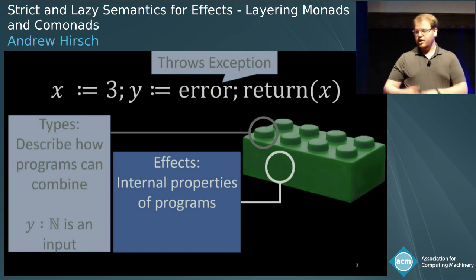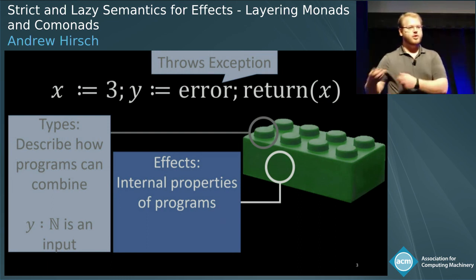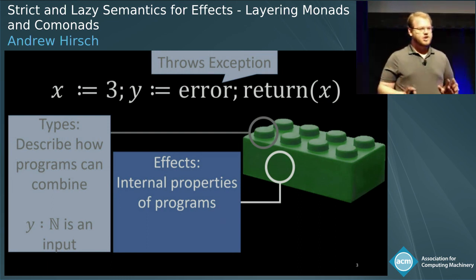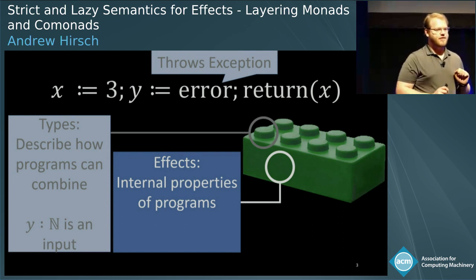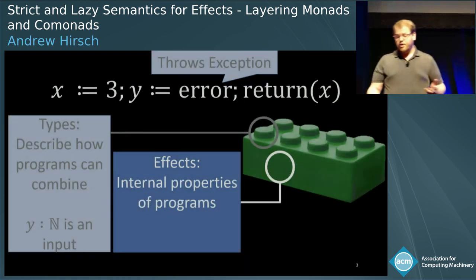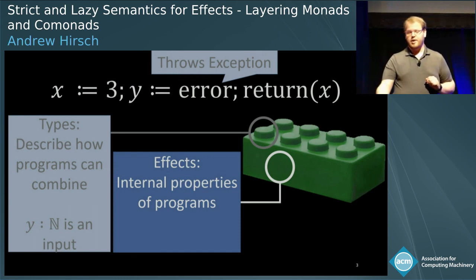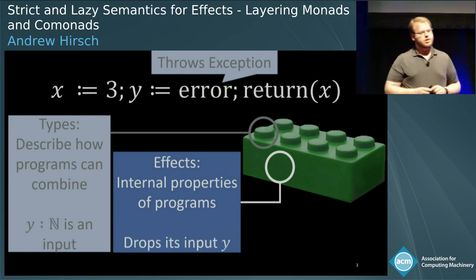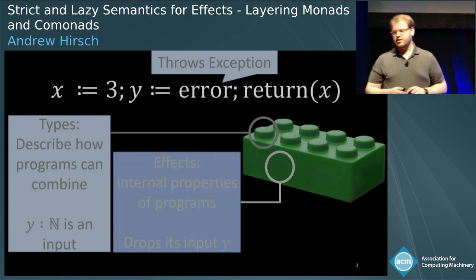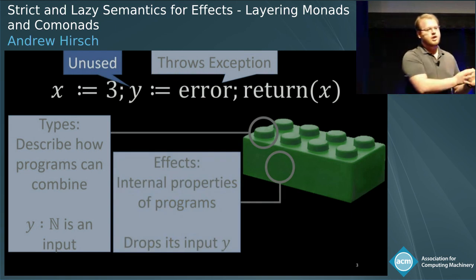So in other words, in the building block example, it might be the fact that this building block is green. It doesn't change how I can combine it with other blocks, but it certainly changes the properties my entire structure is going to have at the end. On the other hand, we might have an effect like you don't use your input y. And that's exactly what we have here. This y input is actually never used in the rest of the program.